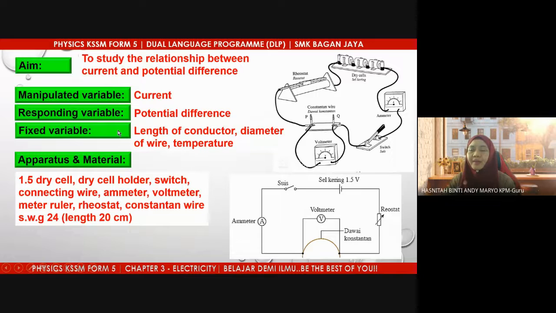Our fixed variable is the length of conductor, or you can write type of wire used, or type of material used, and also diameter of wire, or it can be temperature. For the fixed variable, you can write any one of the variables listed here. It is not necessary to write all; writing one is enough for the fixed variable, no problem.